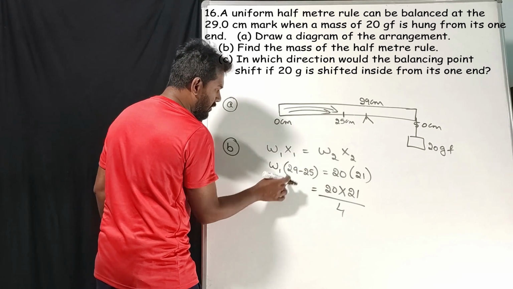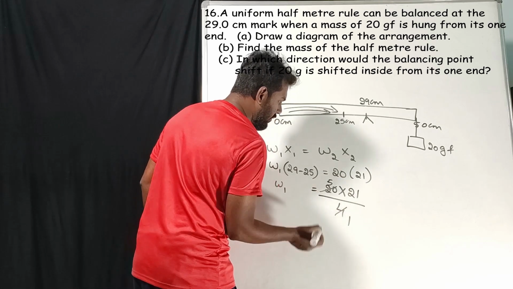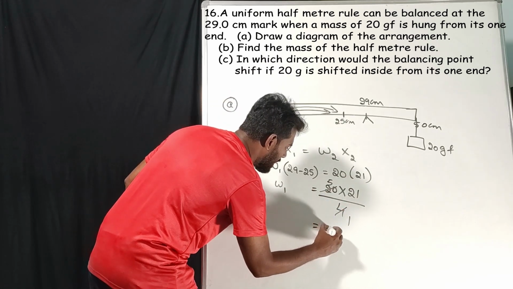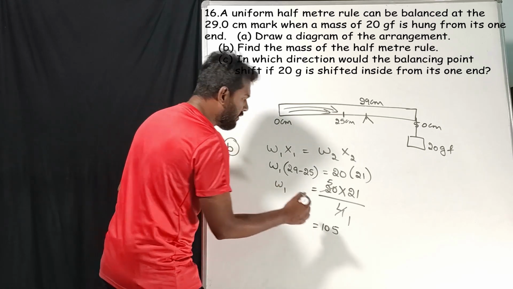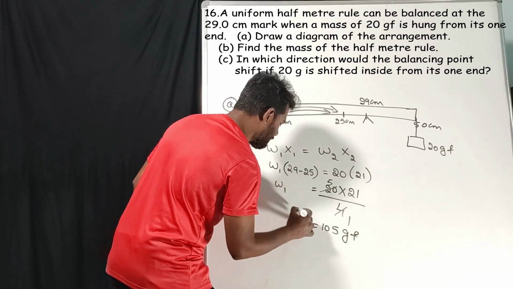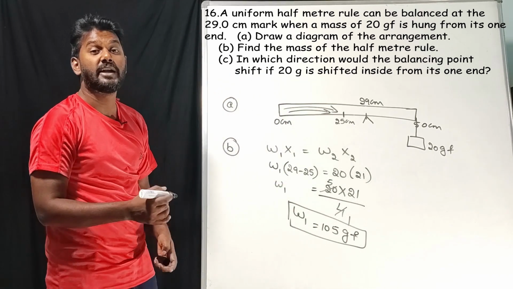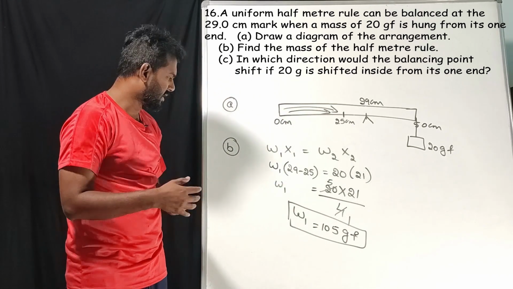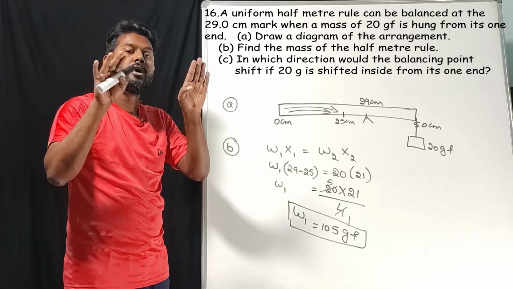To find the value of W1, we are sending this one to this side. 4 1s are 4, 5s are 21, 5s are 105. We are finding the value of weight. Weight will be in GF. So W1 represents the weight of the rule. That's it. So if you understand the concept, you can easily solve the questions.